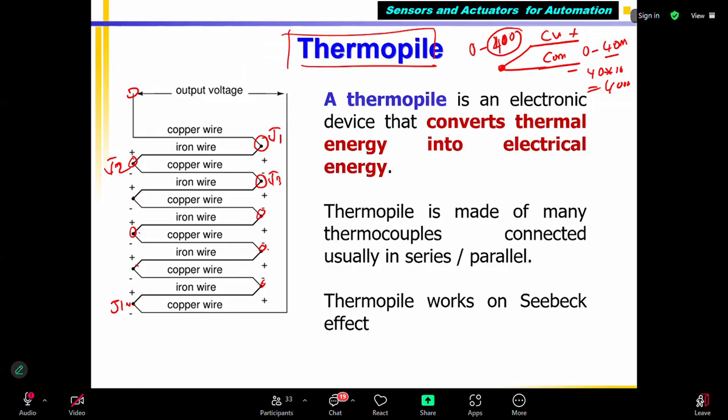The only thing is sunlight is needed, heat is needed, correct? Heat is needed. Then you can generate the power voltage. That is called a thermopile. This is used for driving some circuits.